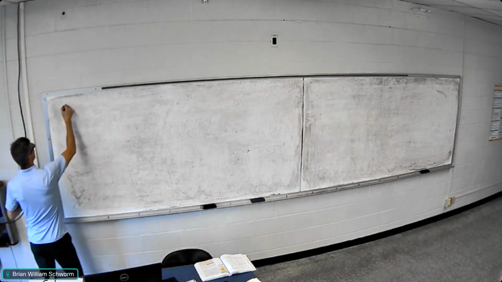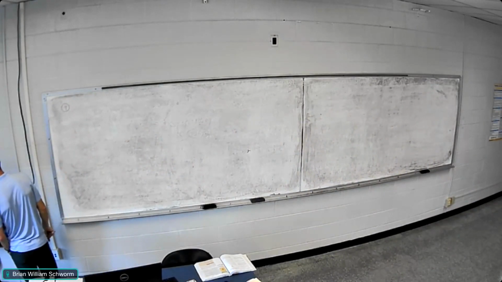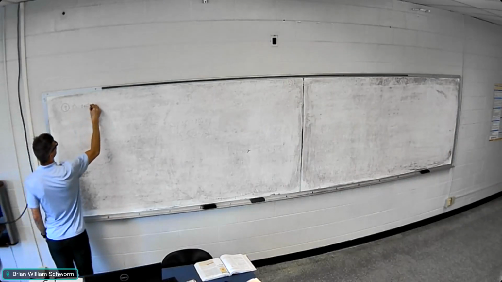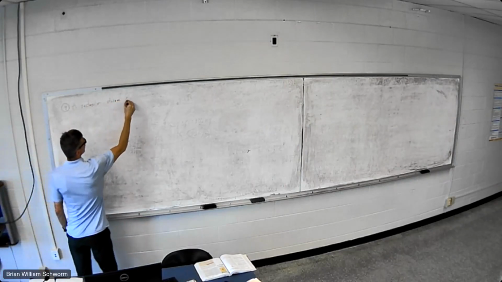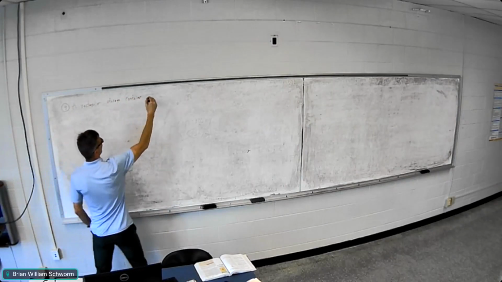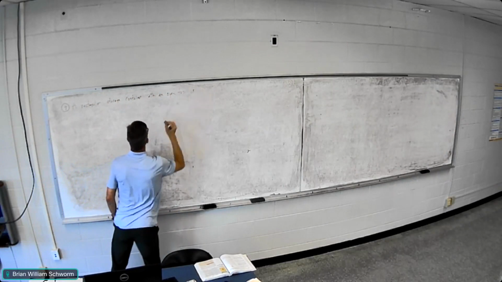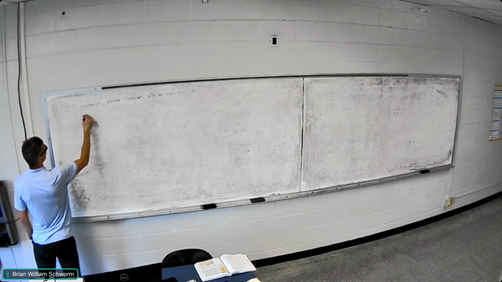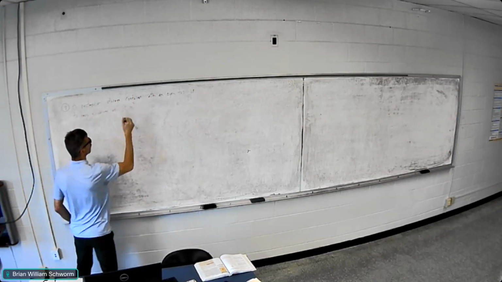Here's one that's a little bit harder. Number 4. It says a rectangular storage container with an open top is to have a volume of 10 cubic meters.